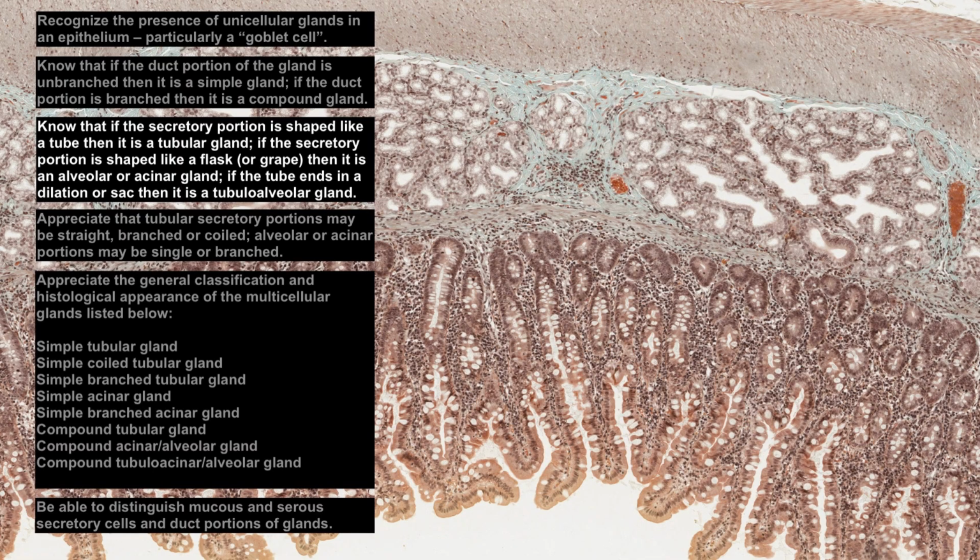Know that if the secretory portion is shaped like a tube, then it's a tubular gland. If it's shaped like a flask or grape, then it's an alveolar or an acinar gland. And if it ends in a dilation or sac, then it's a tubulo-alveolar gland.